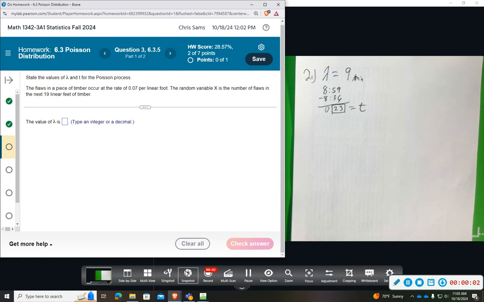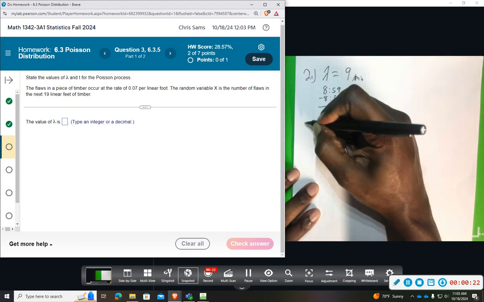All right, question number 3. We want to state the values of lambda and t for the Poisson process. It says the flaws in a piece of timber occur at a rate of 0.07 per linear foot, and the random variable x is the number of flaws in the next 19 linear feet.